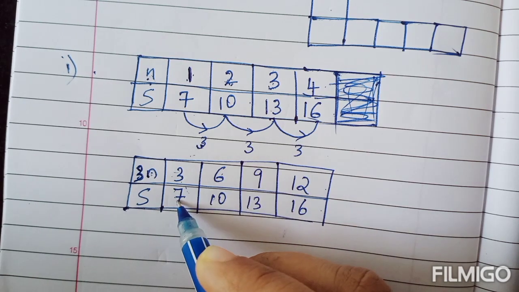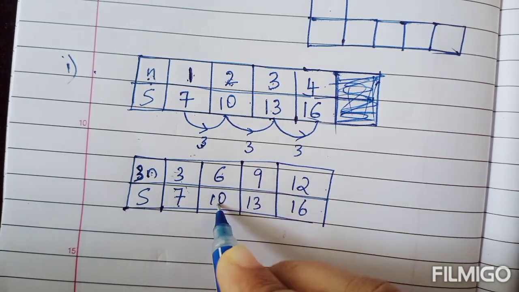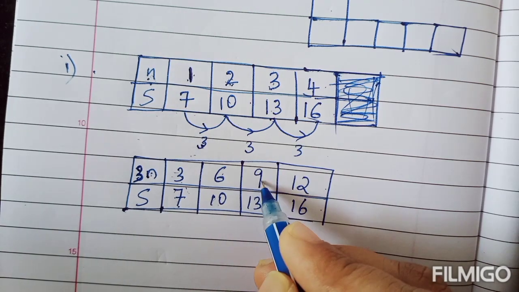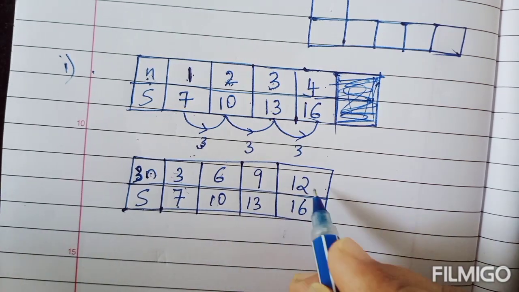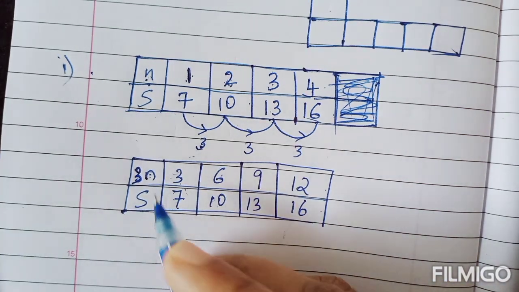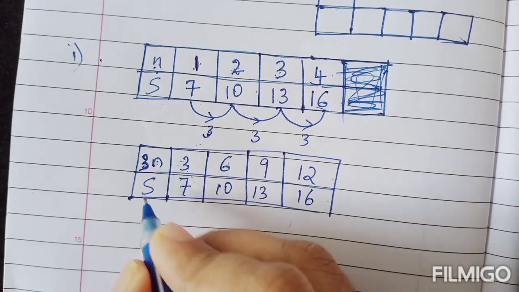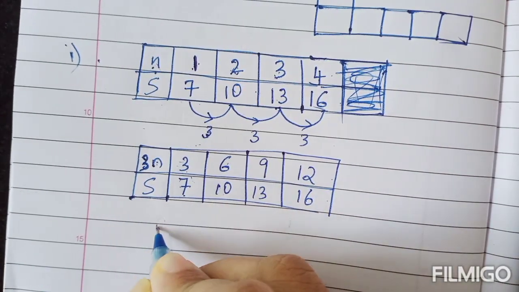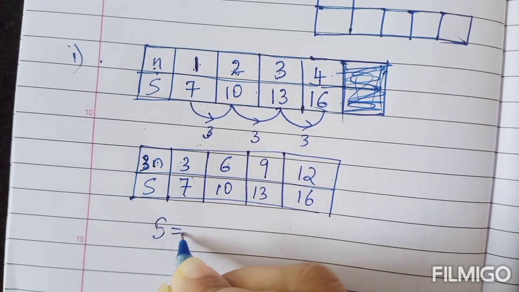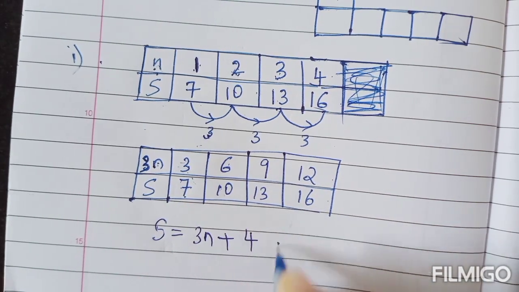3 plus 4 is 7. Similarly 6 plus 4 is 10, 9 plus 4 is 13, 12 plus 4 is 16. So how can we write 3n and s? How can we write s equal to? We can write like this: s equal to 3n plus 4.